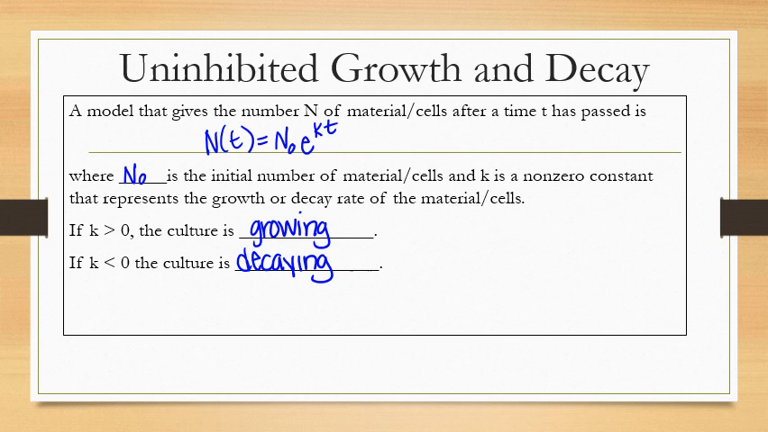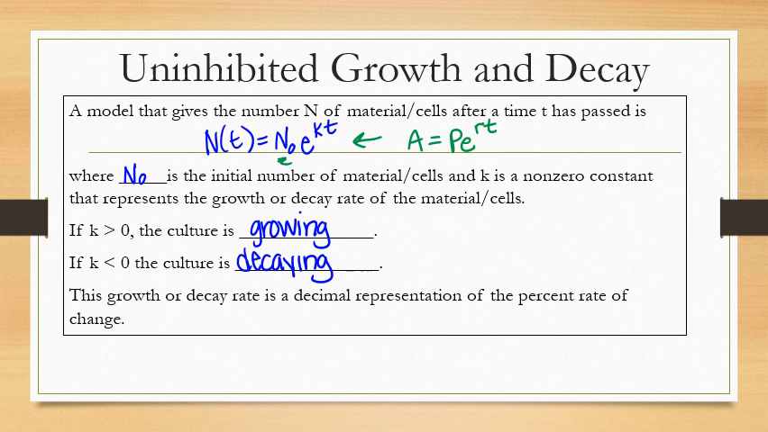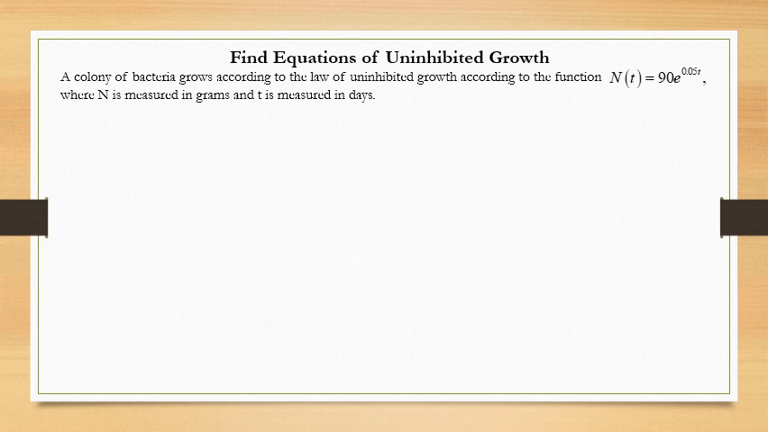And notice that this formula looks really similar to the end amount equals the principal, so what you start with times e to the rate that it's changing times time. These are very similar formulas. And remember, again, the growth or decay rate is a decimal representation of the percent rate of change. So let's look at an example of this.